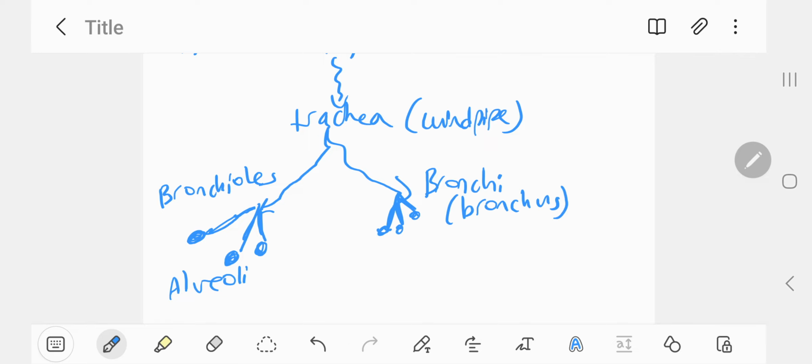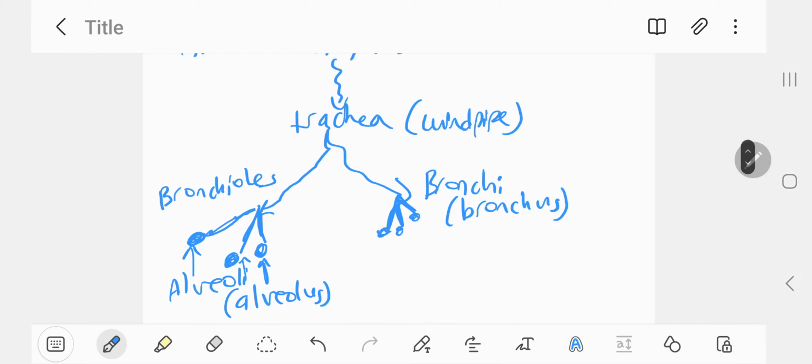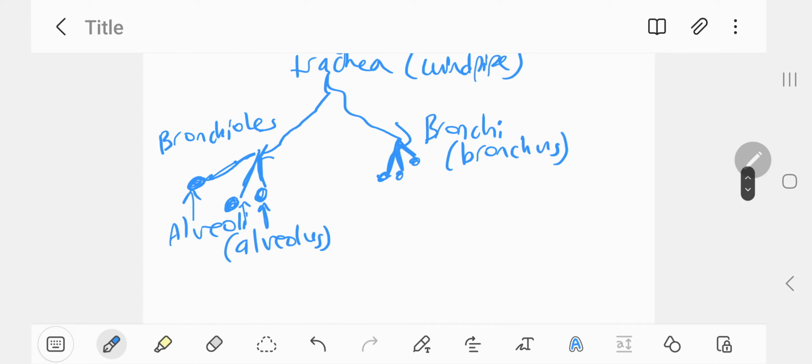Alveoli, alveolus for singular. Okay, these are tiny sacs, about 1 cell thick. And an interesting fact, we've got about 500 million alveoli in both of your lungs. So there's many of these little things, and they're responsible for gas exchange. These are critical components of the respiratory system. Gas exchange.